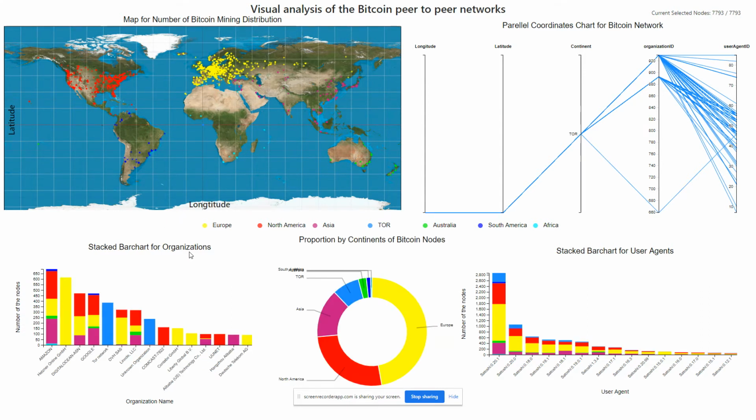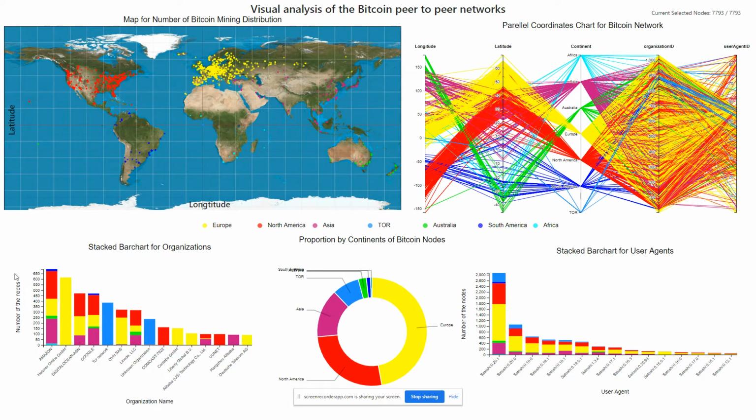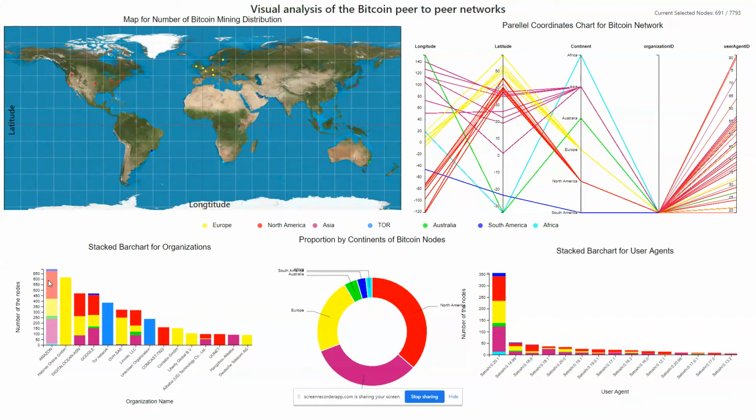And for our stacked bar chart, the color also represents the number of nodes in each different continent. If we hover over Amazon, for example, all the map is updated. We can see that the bar is also highlighted by its decreased opacity, and we can see that Amazon is actually a quite international player. It operates almost 700 nodes, almost 10% of the network.